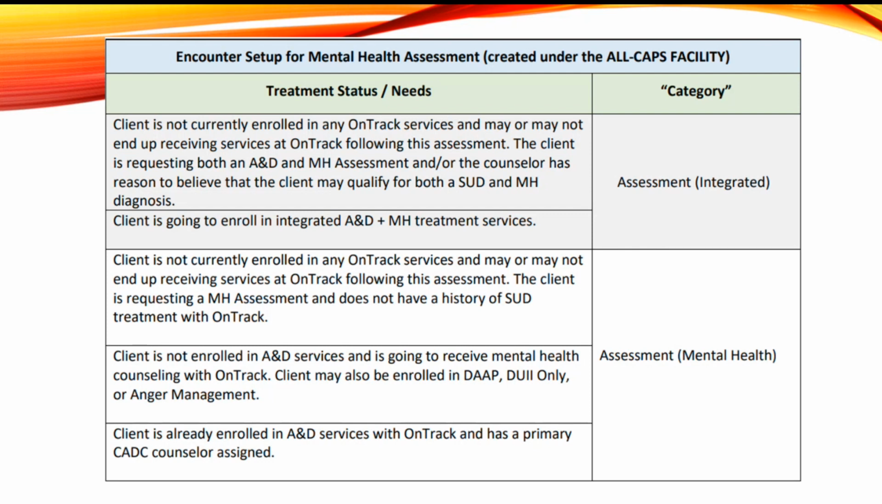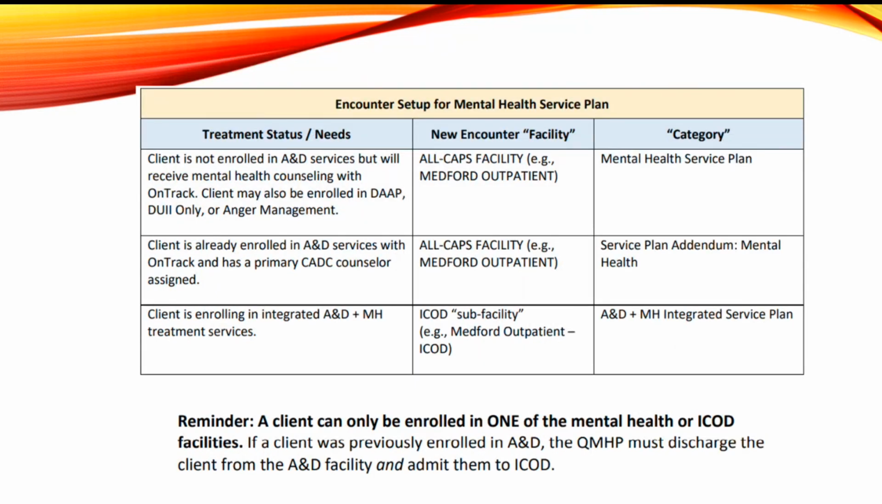And so that's where you are addressing that from the integrated assessment. If you're working with a client who is in A&D and mental health, or ICOD, then you're going to be treating them under this integrated service plan, in an integrated co-occurring disorder treatment facility. Whereas if this client was just in mental health services, then you're not really going to be interacting with them much at all, if at all, and the client is just going to be receiving solely mental health services from their mental health counselor.